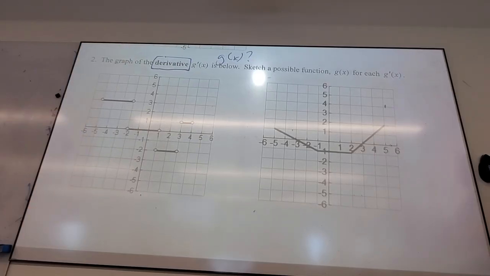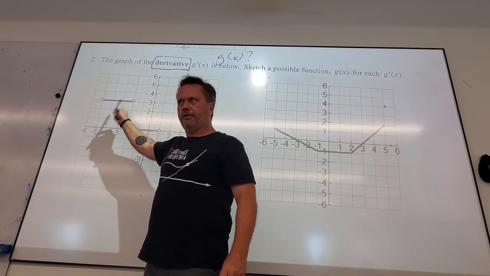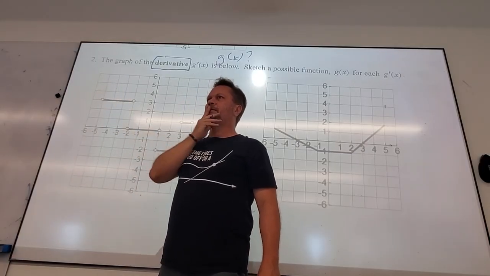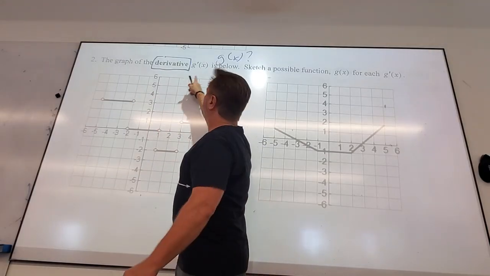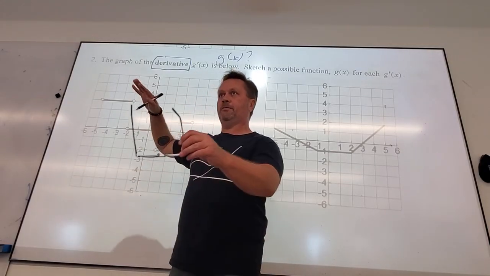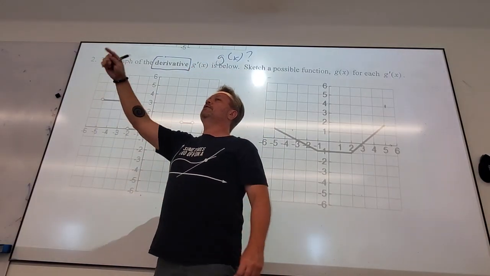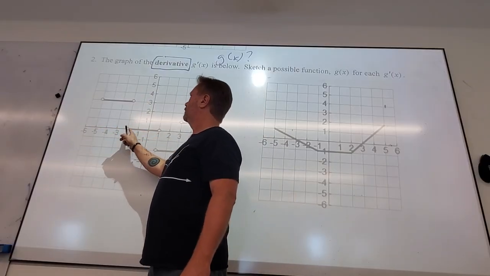No, careful. This is g prime. This is the derivative. Did I give you a graph of g? I gave you a graph of g prime. I did not give you a graph of g, yes? You guys with me? So whatever this says is the slope of g. So what is the slope of g between -5 and -2?